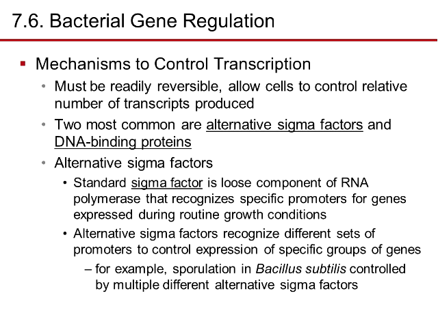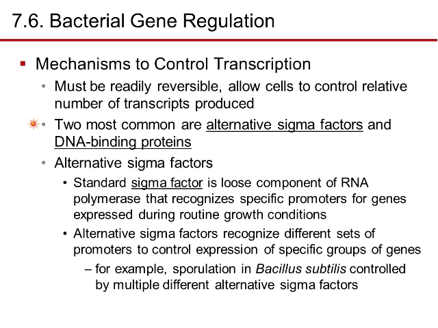Now, bacterial gene regulation. There are mechanisms to control gene transcription, and that must be reversible, allowing cells to control the relative number of transcripts produced. So the two most common are alternative sigma factors and the DNA binding proteins. The first, the alternative sigma factors.